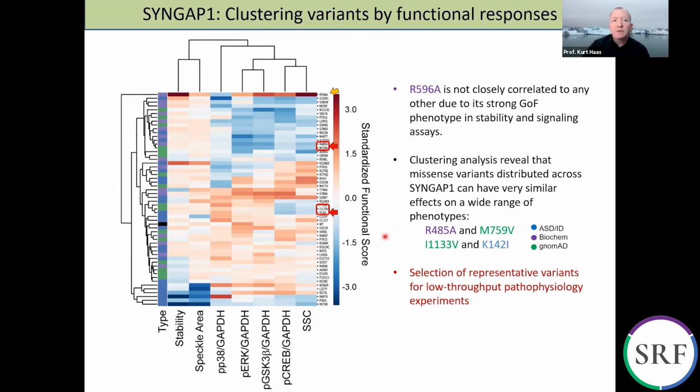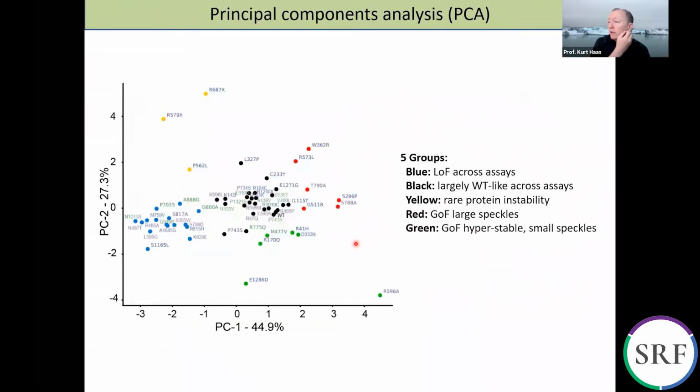From this type of clustering, we can identify variants. We can reduce this data set to a smaller number of representative variants that we can then take forward to lower throughput assays. And this is also aided by PCA, or principal component analysis, using multi-dimensional clustering, using all of our data sets. Using this approach, we find 5 groups of variants, and it's driven by these different features, whether they're likely loss of function across assays, likely wild type, or other features. So this is a very important approach for reduction of the variant class.